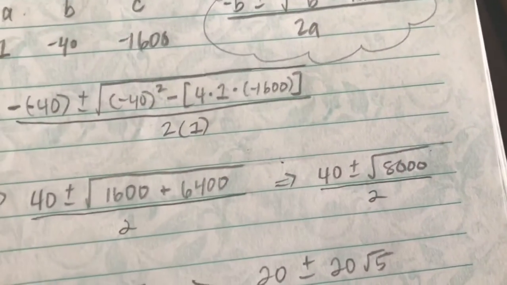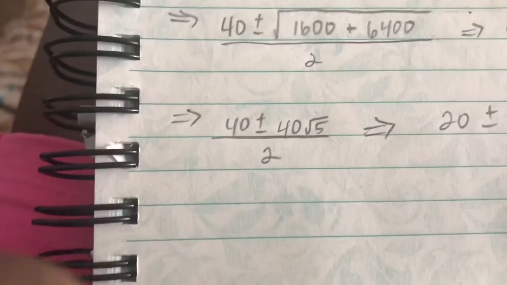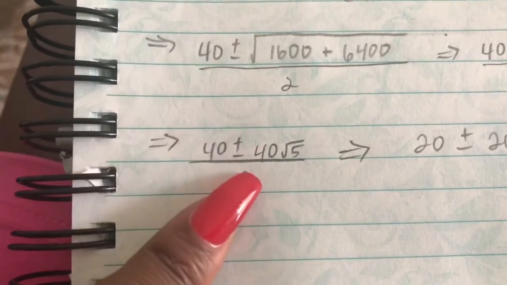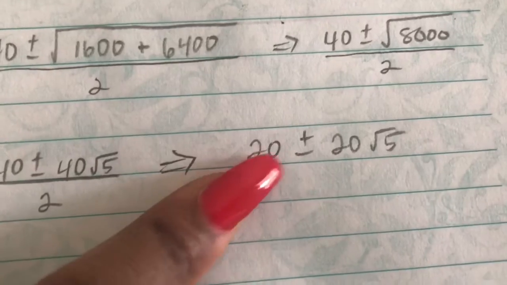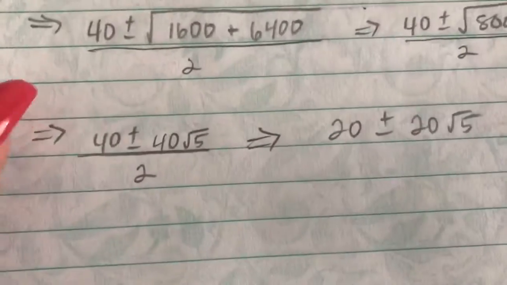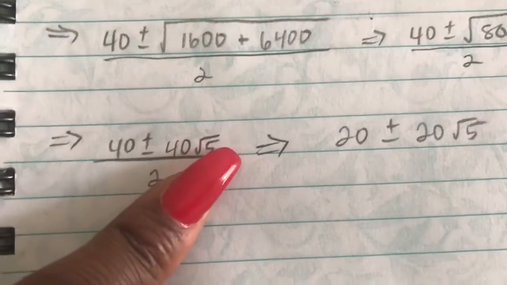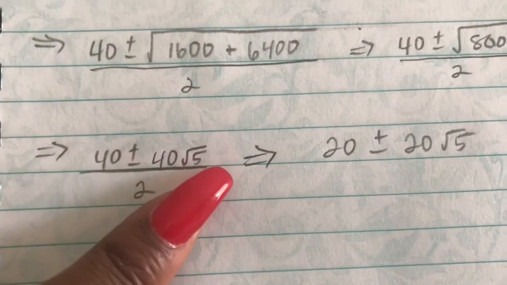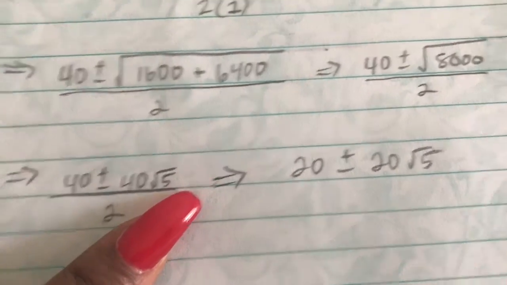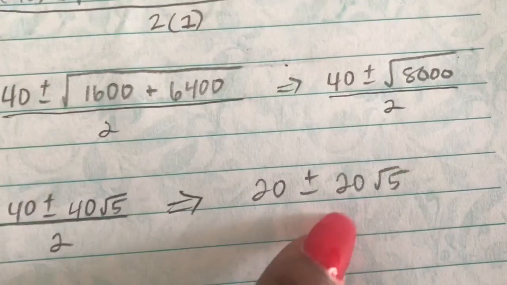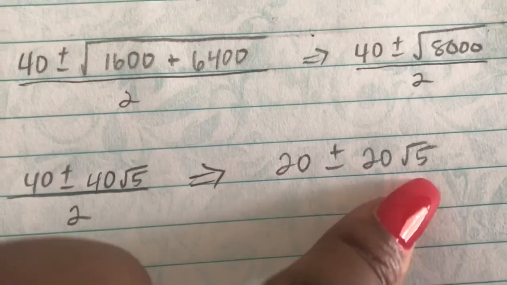That doesn't break down evenly, but it does break down into 40 root 5. So you end up with 40 plus or minus 40 root 5 over 2, which simplifies to 20 plus or minus 20 root 5, because you can do 40 divided by 2 here and 40 divided by 2 here. You cannot do root 5 divided by 2 because it's under the radical. So that's how we end up with this. So your answer choices actually include 20 plus 20 root 5 and 20 minus 20 root 5.